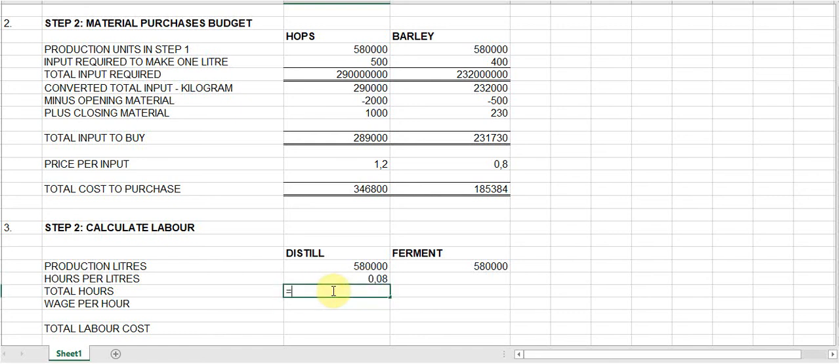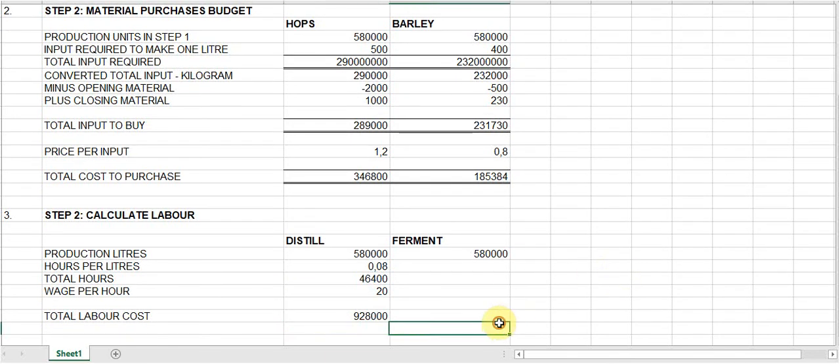The total hours is calculated by taking the production liters and timesing it by the hours per liter. And then we need to go and look for the wage. I believe that was 20 Rand per hour. And to get our final answer, we take the total hours times the wage for an hour. So in the distill department, we will spend 928,000 Rand in the coming year per our budget.